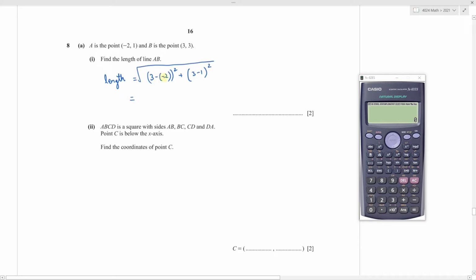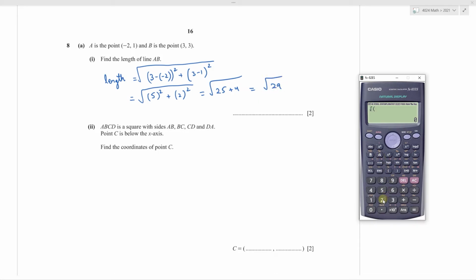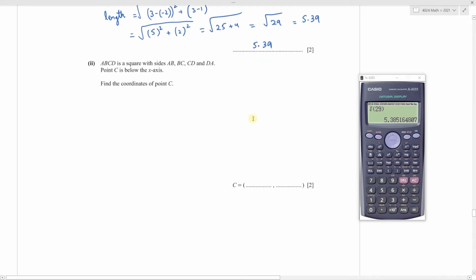So this will become minus and minus will become plus. 3 plus 2, 5 square, plus 3 minus 1 is 2, which is 2 square. So this is 25 plus 4, square root of 29. So square root of 29 will be 5.385. So we can write it as 5.39 up to 3 significant figures.